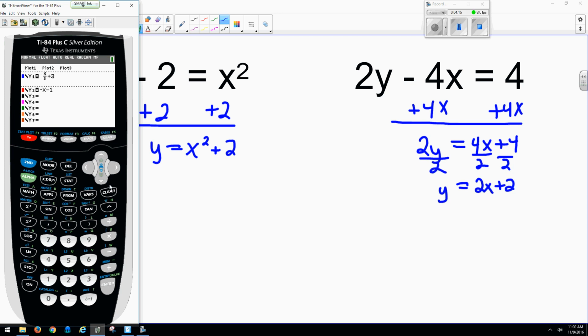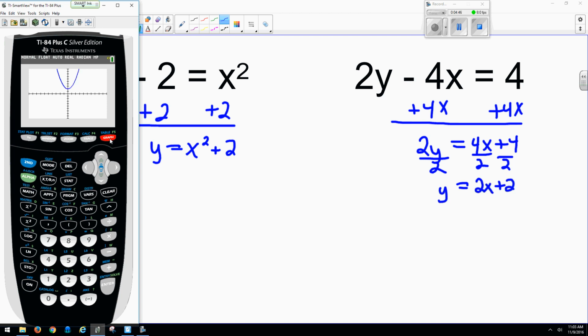So I'm going to go ahead and clear these equations out. And for y1, I'm going to put x squared plus 2. That will give me a parabola. And for y2, I'm going to put 2x plus 2. When you have a parabola and a line, the most that they will intersect are 2 points. They could intersect at 1 point, or they could intersect at 0 points. So I'm going to look at the graph.